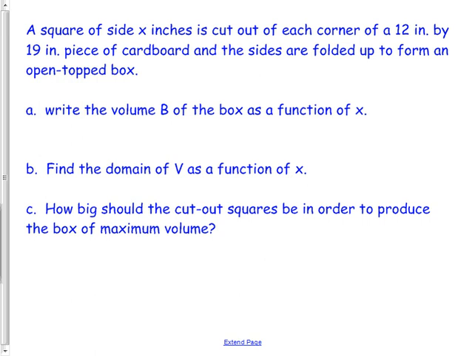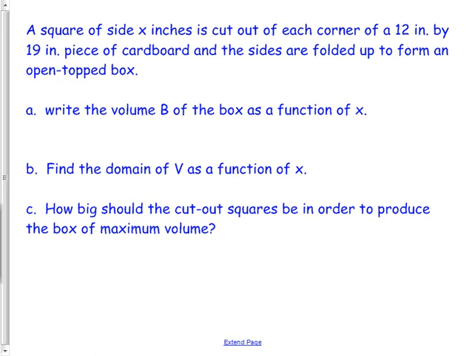They'll always have a picture. They'll always need formulas. You need both to be able to finish it. All right, so let's get a big picture of what this is. The square of side x inches is cut out of each corner of a 12-inch by 19-inch piece of cardboard, and the sides are folded up to form an open top box. All right, that's a lot. Now let's go back and see.